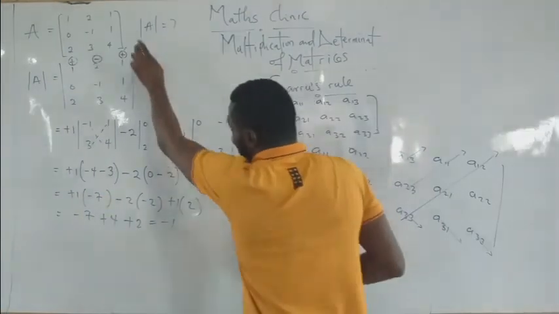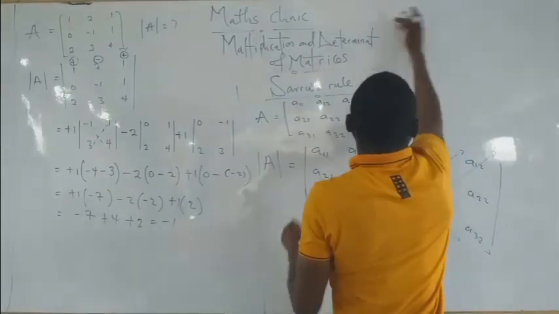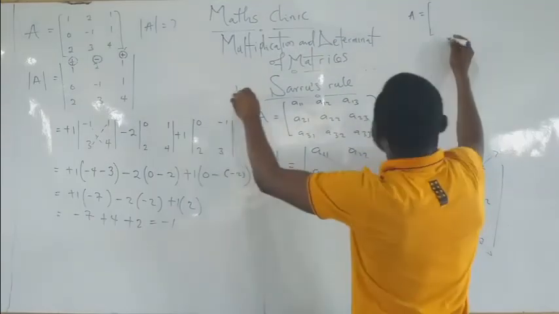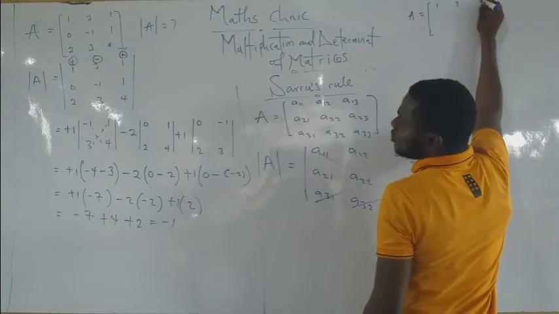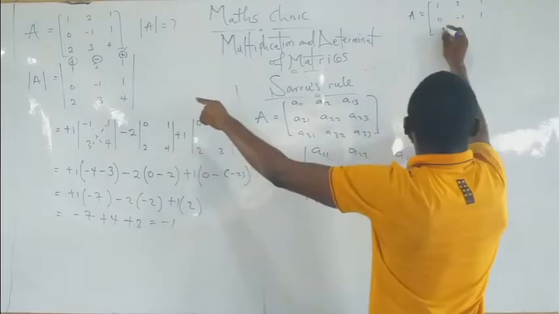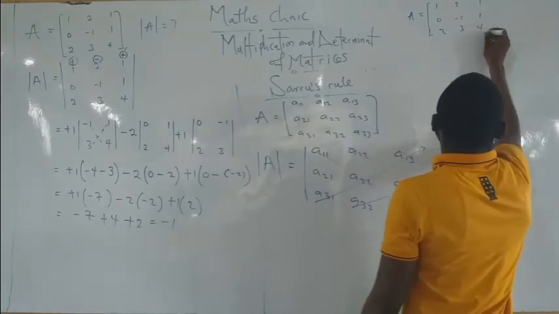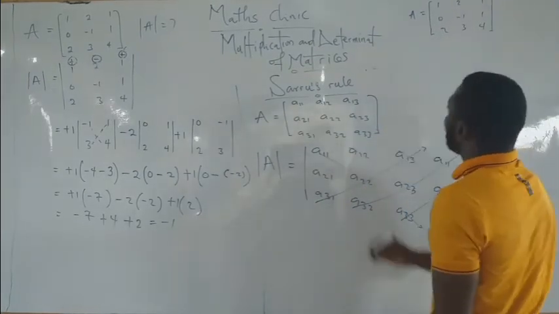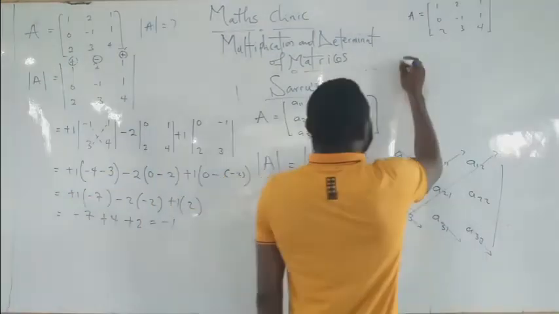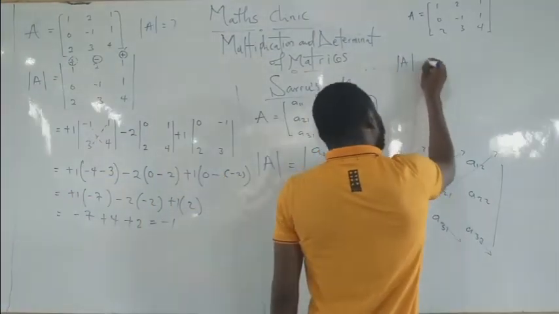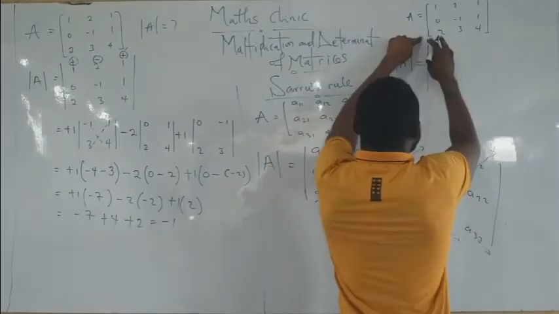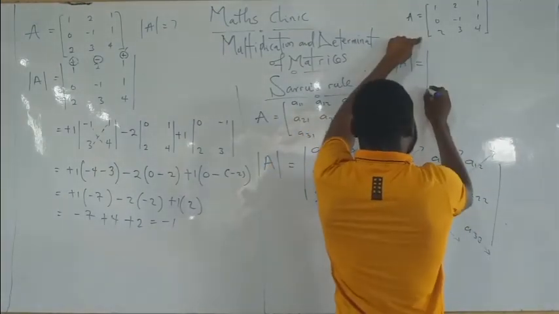We're going to use the same example. Find the determinant of matrix A. Matrix A equals 1, 2, 1, 0, minus 1, 1, 2, 3, 4. Okay? So we want to find the determinant of this. So how do you get the determinant? Once you write the determinant, please don't forget the bars, and not brackets again, please.